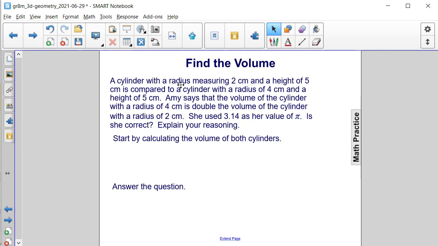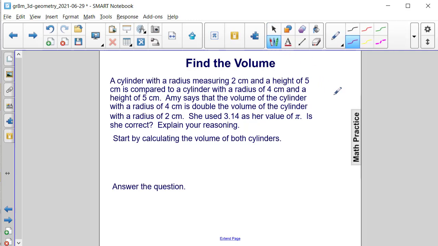A cylinder with a radius measuring 2 centimeters and a height of 5 centimeters is compared to a cylinder with a radius of 4 centimeters and a height of 5 centimeters. Amy says that the volume of the cylinder with a radius of 4 centimeters is double the volume of the cylinder with a radius of 2 centimeters. She used 3 and 14/100ths as her value of pi. Is she correct? Explain your reasoning.